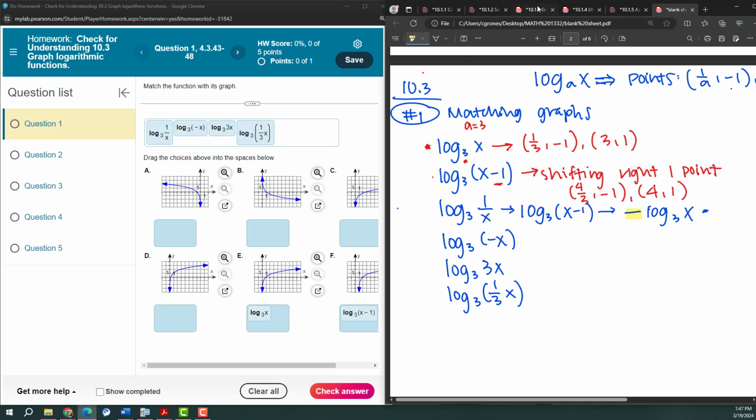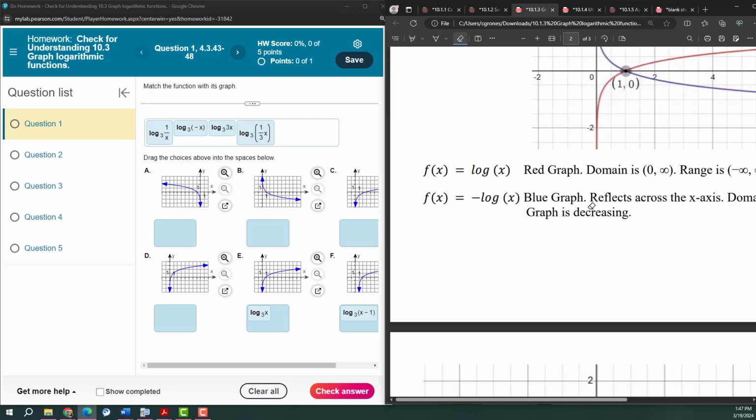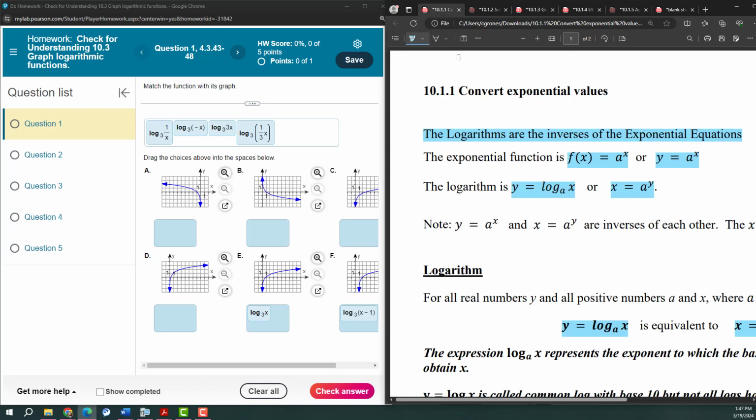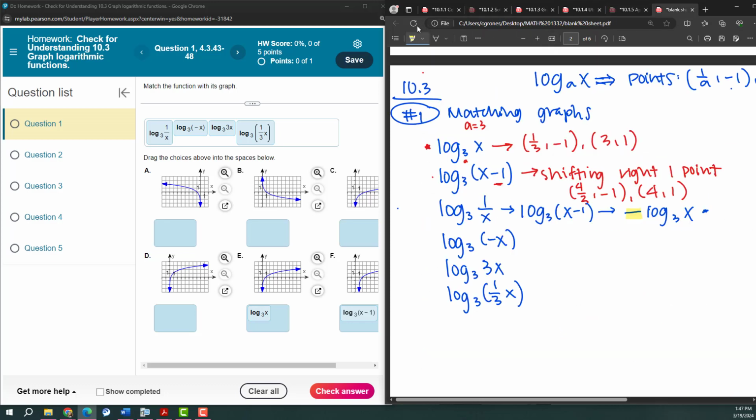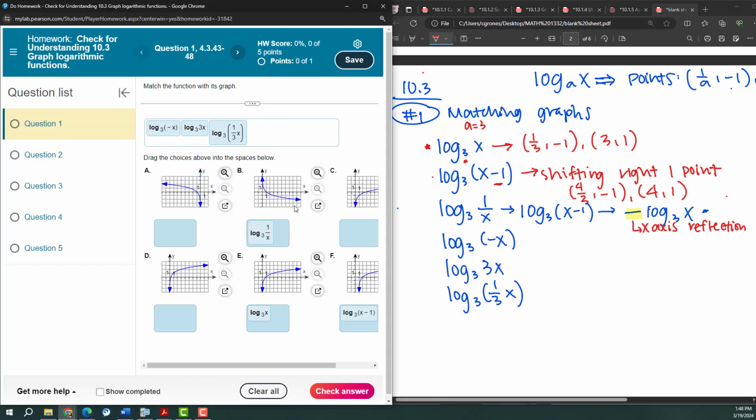If you look at your notes for 10.3, when you have a negative log, it's going to be a reflection across the x-axis. So I'm going to do our red. Since it's a negative, I'm going to put x-axis reflection. That means that our points that originally went through 1/3, -1, and then 3, 1, are going to be flipped over our x-axis. If you look at our options, there's only one that has an x-axis reflection, and that is B right here.